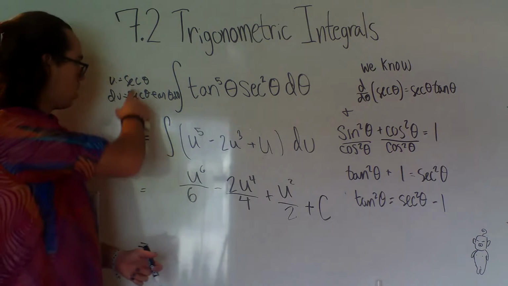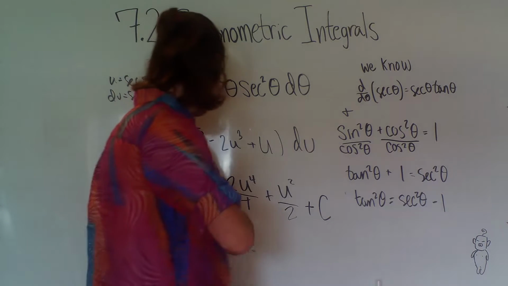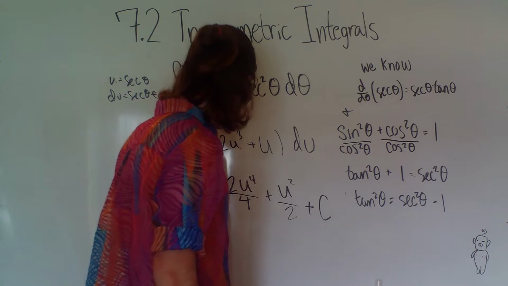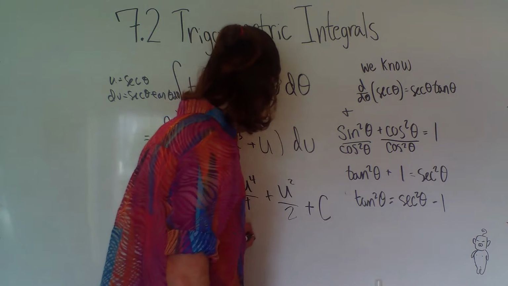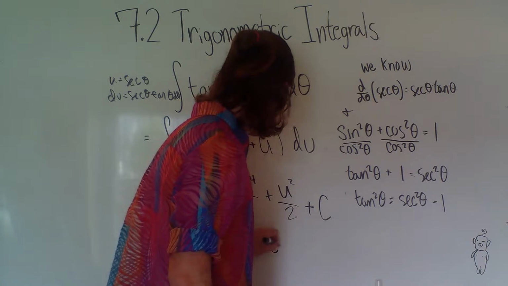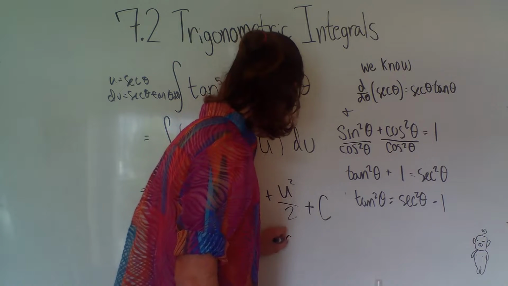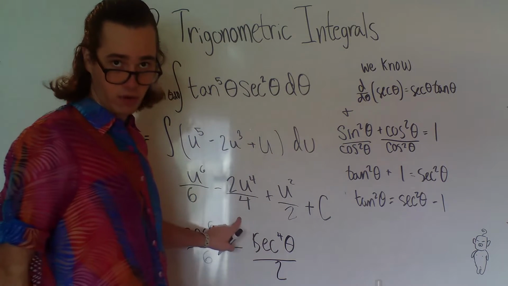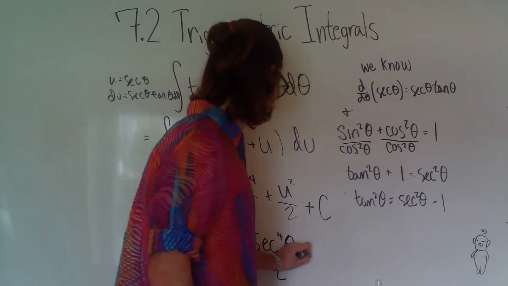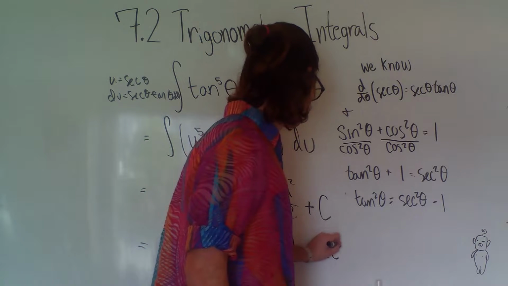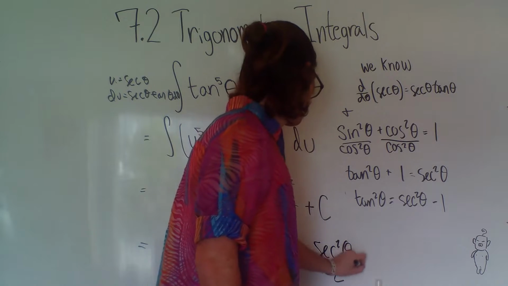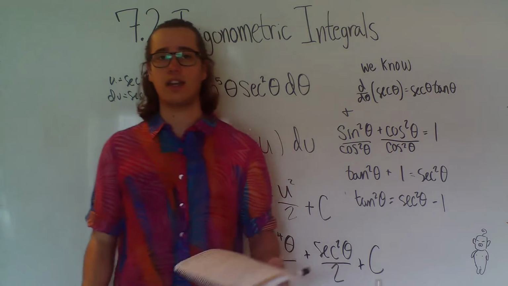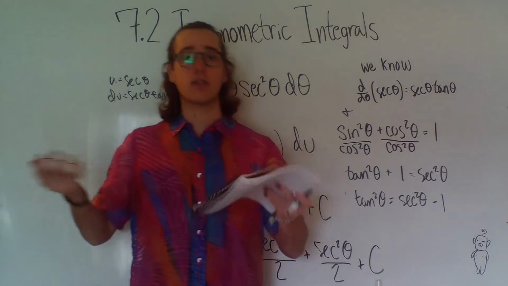Well, what was our u? Our u was secant theta. So then we just plug in secant theta, and this would be secant to the 6th theta over 6 minus 1 secant to the 4th theta over 2, because 2 and 4 cancel, and then we have plus secant squared theta over 2 plus c. So we can see same sort of deal for sines and cosines. We just have to choose one, replace, go from there.